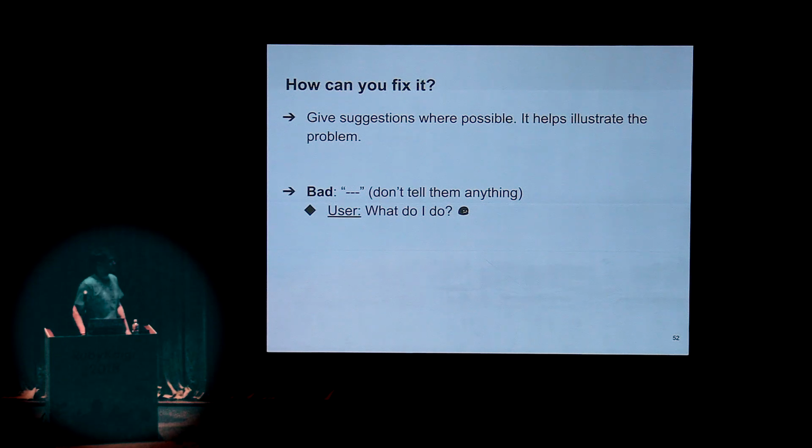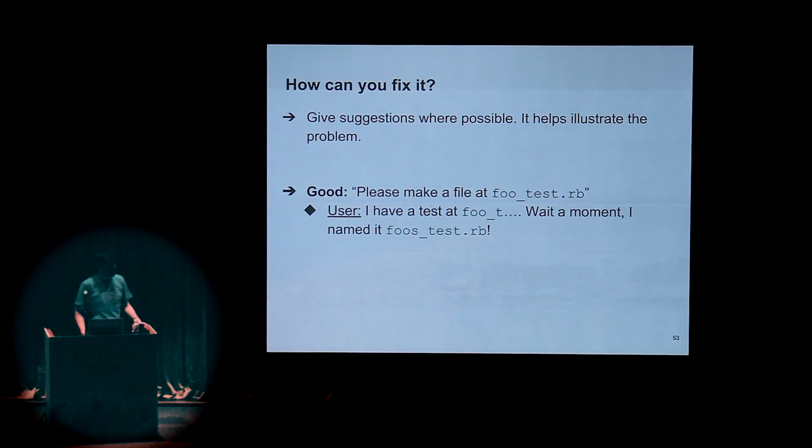You need to tell them how you can fix it. Instead of just telling them nothing, which they'll respond with, oh no, what do I do now? Which happens all the time. Tell them what they should do. It doesn't have to be the exact solution. You can give them a suggestion, like, please make a file at foodtest.rb. Because they might get to this point and they say, I have a file at foodtest. Oh, wait a minute, I have a typo in my name. And by calling it out explicitly, they're given that resolution step, and it helps them a lot.